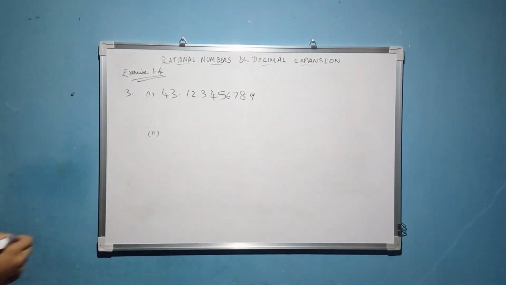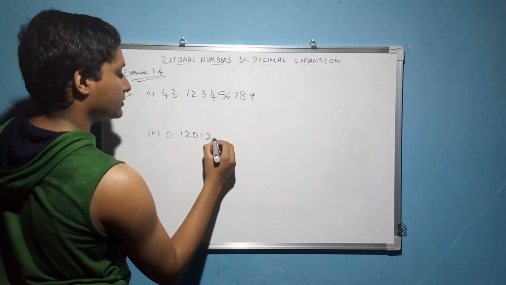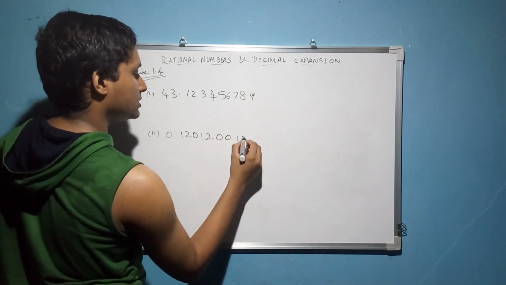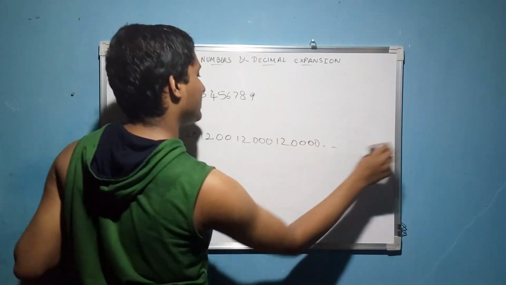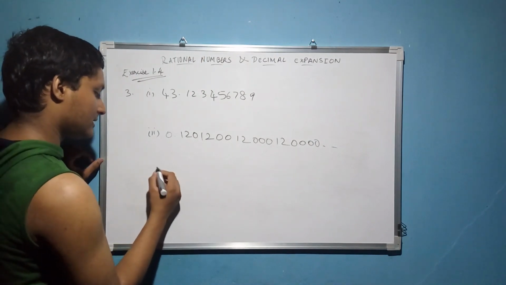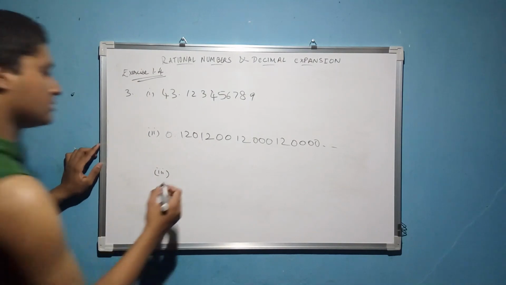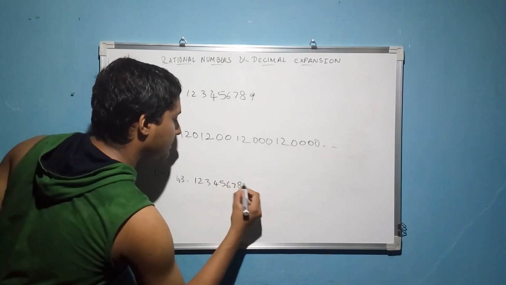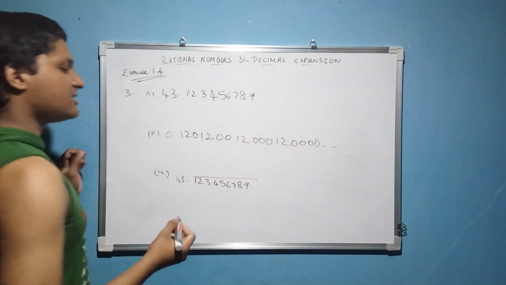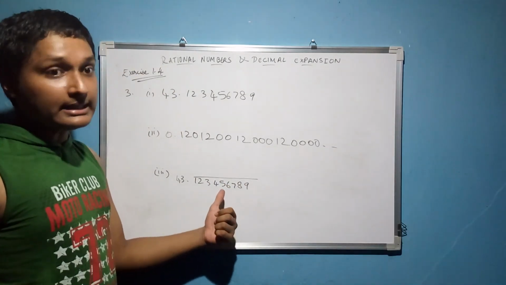The second one was 0.1201, 0.1201001200012 and like that something. The third one is 43.123456789 with a bar. What does this bar represent? This bar represents that it is a non-terminating recurring number.